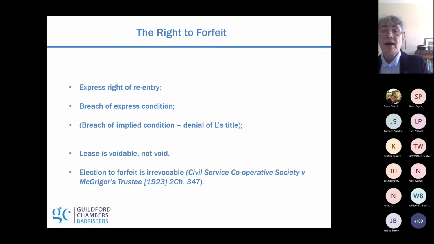Now, for completeness, I've also mentioned the third route into forfeiture on the slide, namely denial of the landlord's title, which is an implied condition in a lease. However, this very rarely comes up, and in any event, it is not relevant to non-payment of rent. The effect of a right to forfeit arising is that the lease is voidable at the landlord's election, not void. But once that election is made, it is irrevocable. Forfeiture is a one-way street.